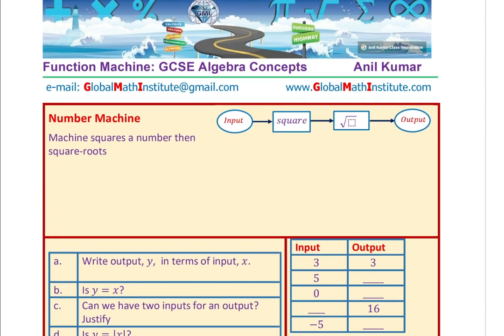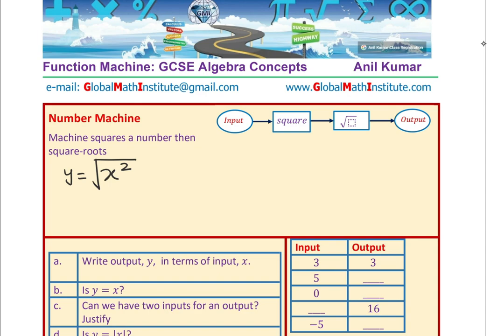Now in this particular case, we have an input which is squared and then square rooted to get the output. You get the idea. What should that be? You can complete this table, get the result. So here look at y is equal to input x which is squared and then square rooted. So that is the relation to get the output.